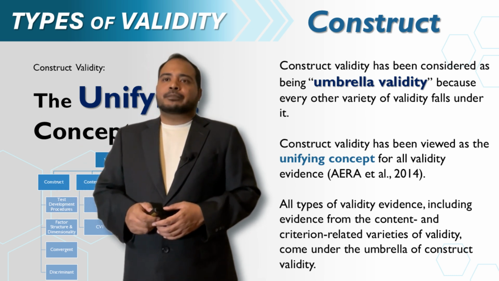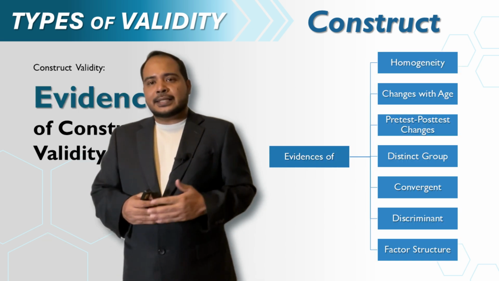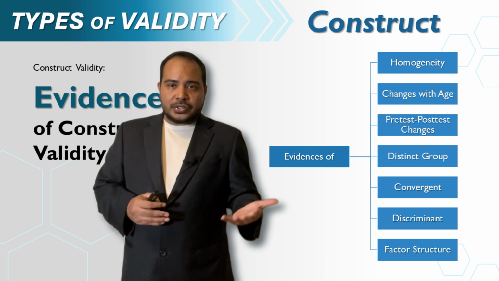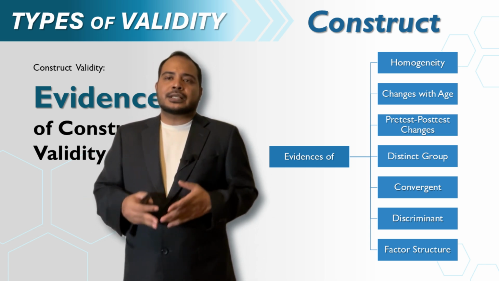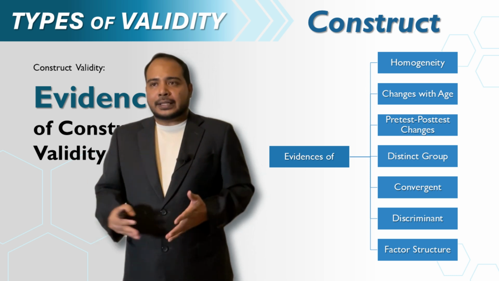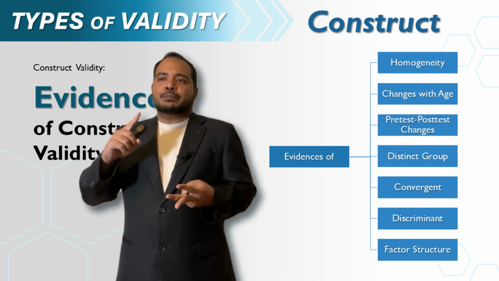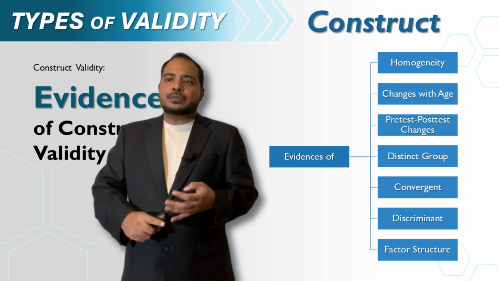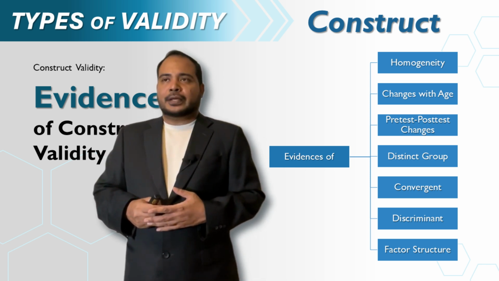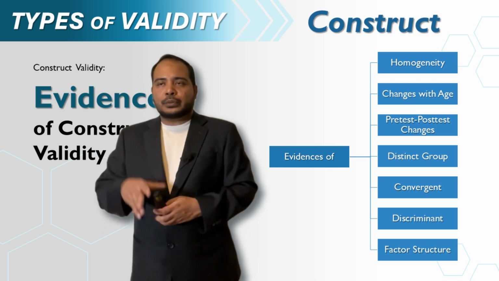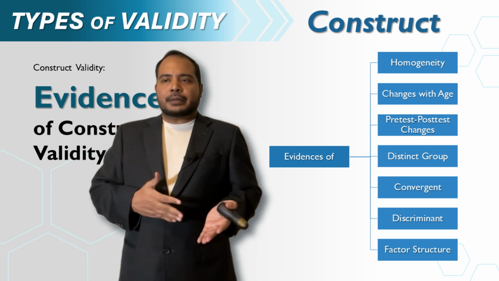Having said that, there are many evidences that we can find to provide evidence that our test demonstrates construct validity. Among others: homogeneity of the test, changes with age, pre-test, post-test changes, distinct groups, convergent and discriminant validity, and lastly, the factor structure.